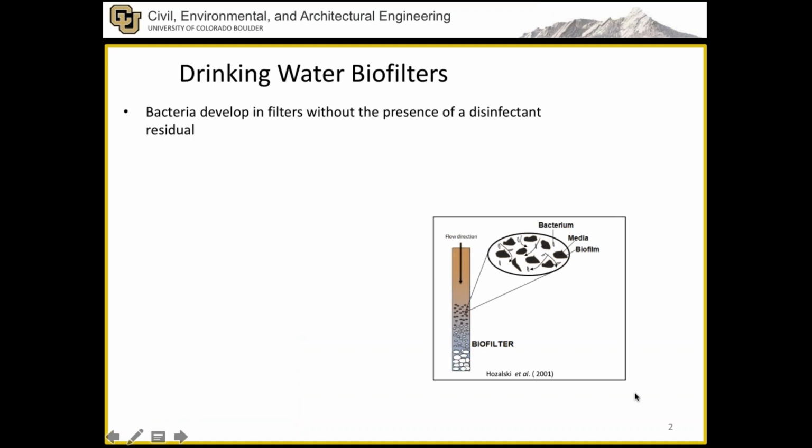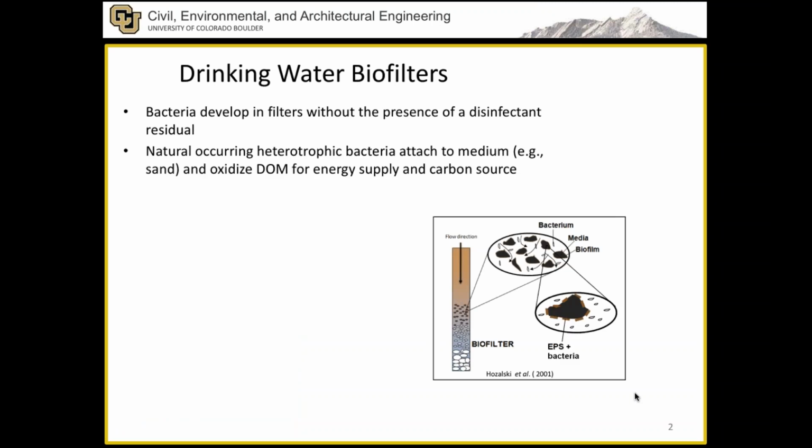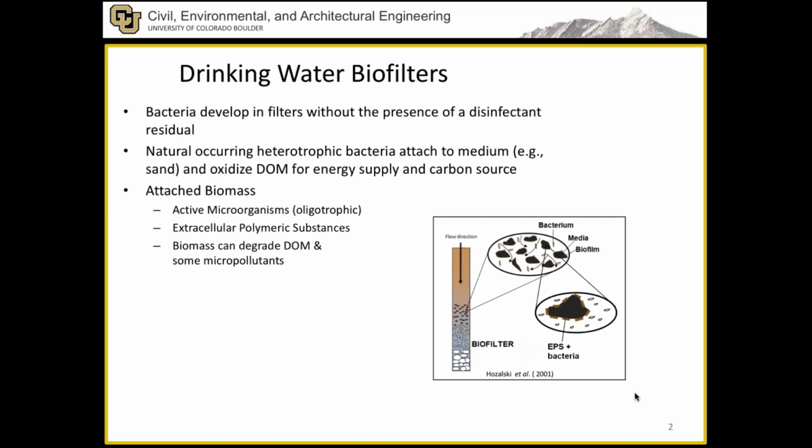So drinking water biofilters occur when bacteria develop in filters without the presence of a disinfectant residual. The naturally occurring heterotrophic bacteria attach to medium such as sand or anthracite and oxidize the dissolved organic matter for energy supply and a carbon source. The attached biomass is comprised of active microorganisms, which are oligotrophic in nature, meaning they can survive on limited primary substrate, as well as extra polymeric substances excreted outside of the cell. And this biomass can degrade dissolved organic matter, as well as other micropollutants.